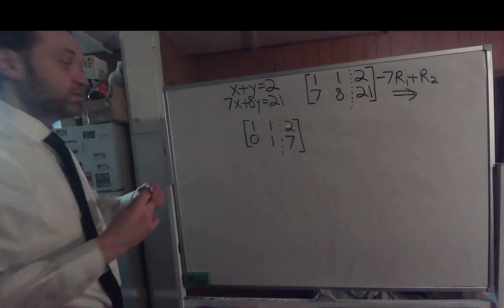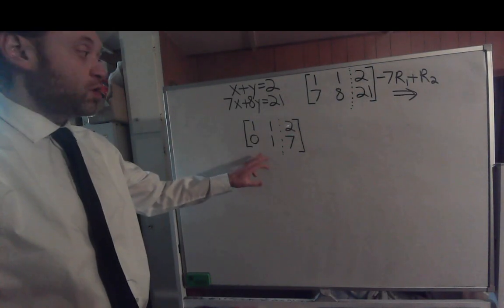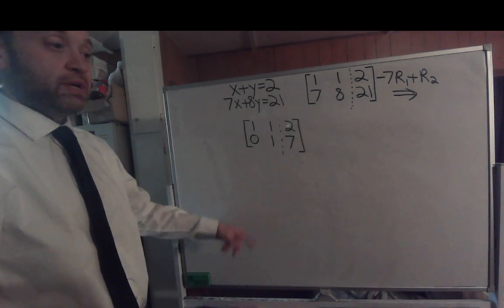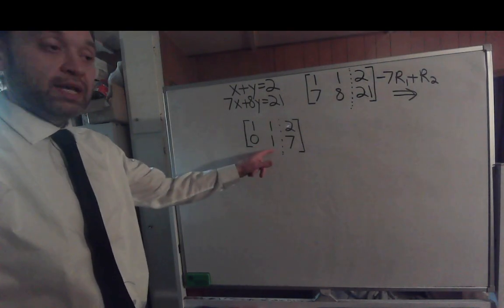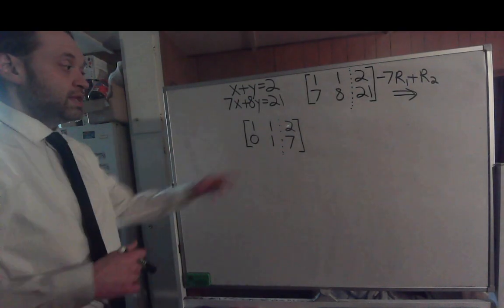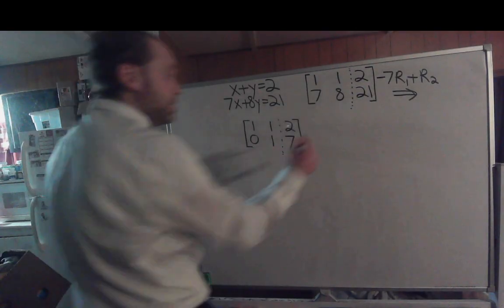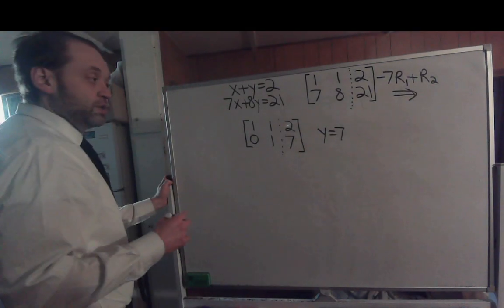Well, what do you know? This actually worked out. We don't have to do anything further. We already got this into row echelon form now, because we have a 0 for the first term of the second row, and we have a leading 1 for the first digit of the second row. So that 1 and 7 there tells you that y equals 7. That's really going to help you.